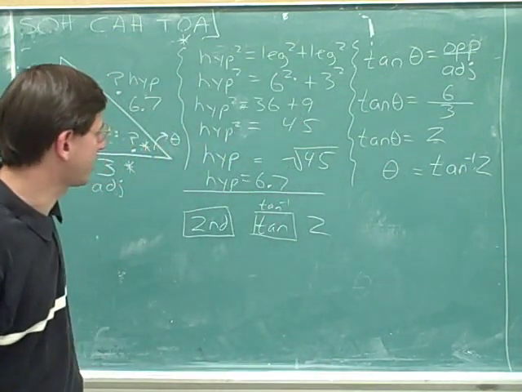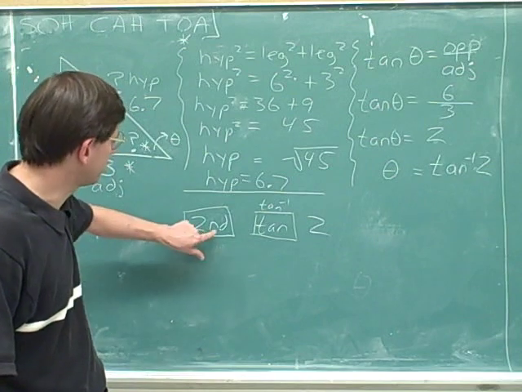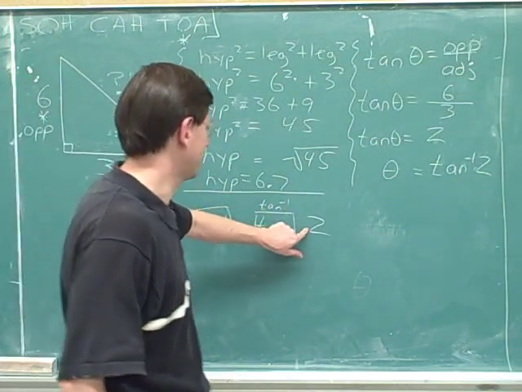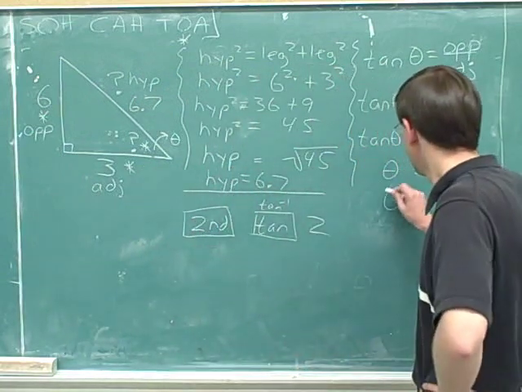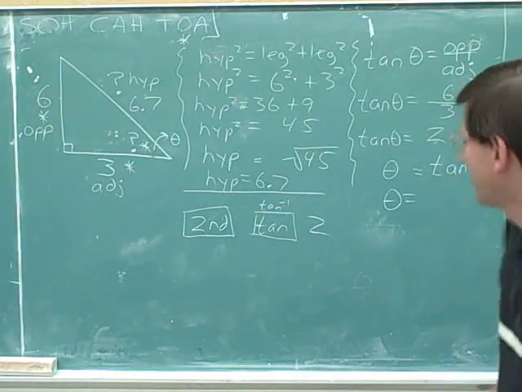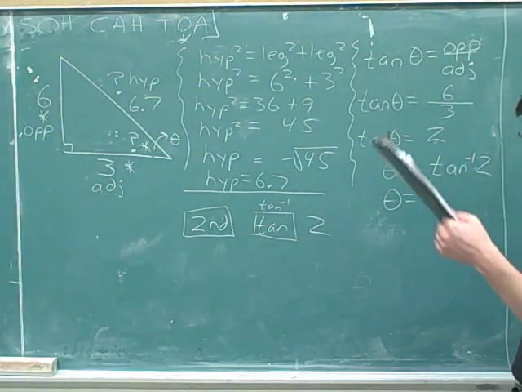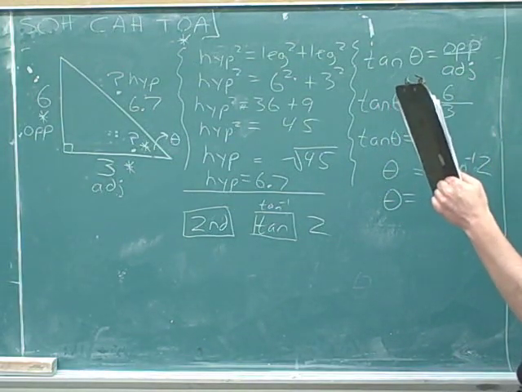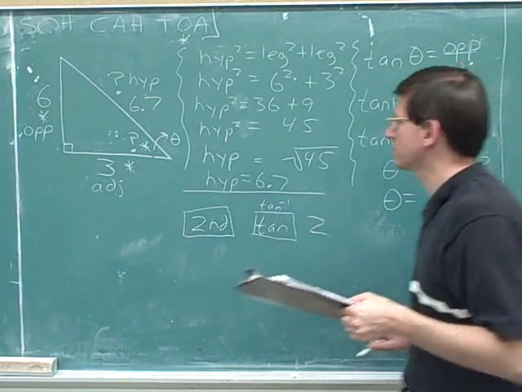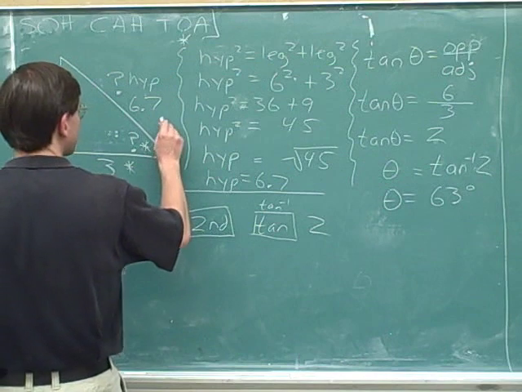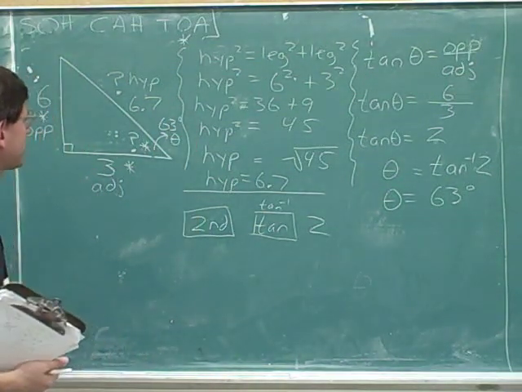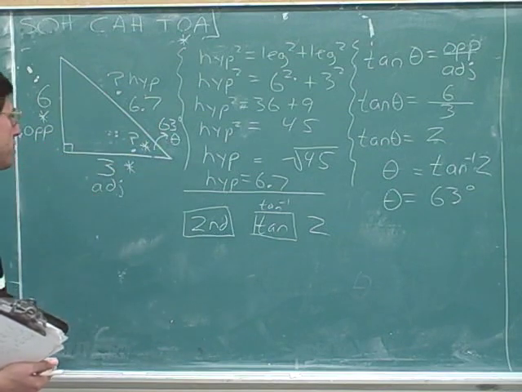So on most calculators, this is how you would do this inverse tangent. You'd hit the second key, then you hit the tangent key, which gives you the inverse tangent, and then you hit the number 2. If your calculator works differently, you'll have to figure that out on your own. And then if you do the inverse tangent of 2, you will find that the inverse tangent of 2 is approximately 63 degrees. So we can say that this angle here is 63 degrees.